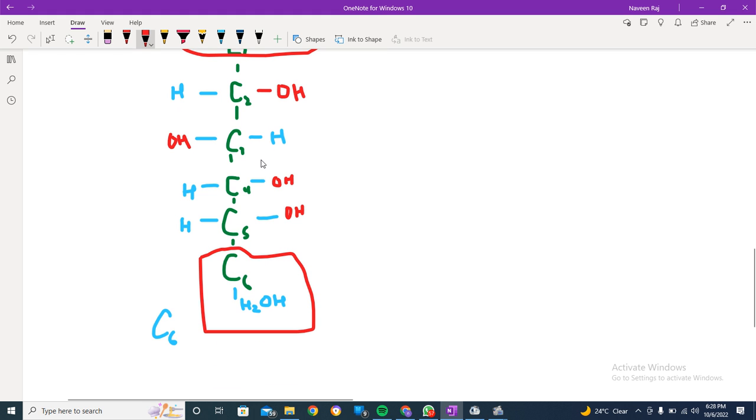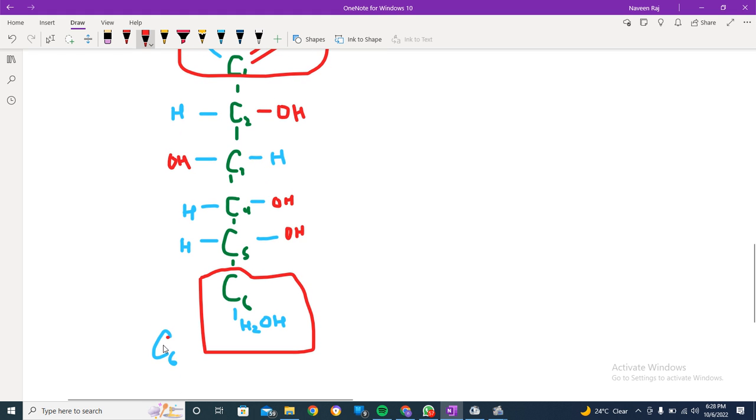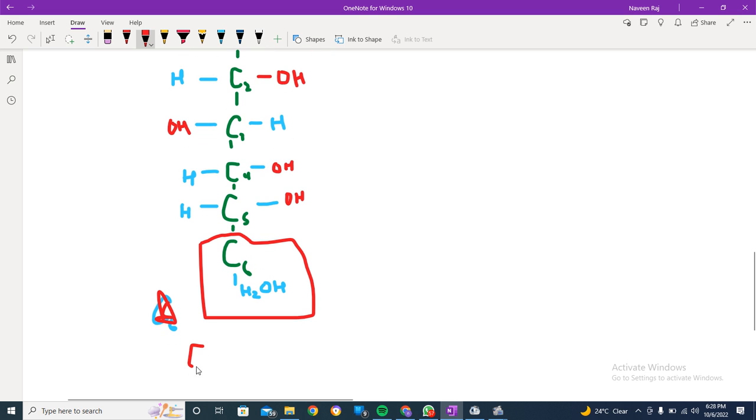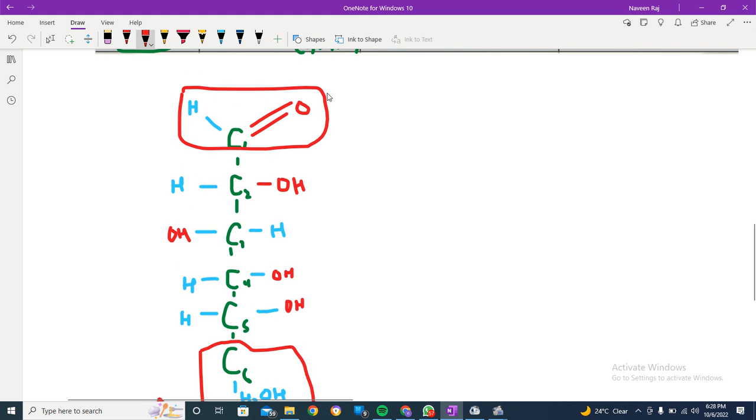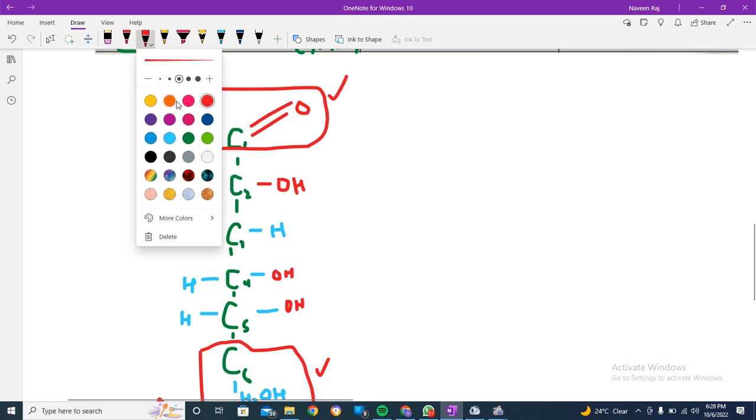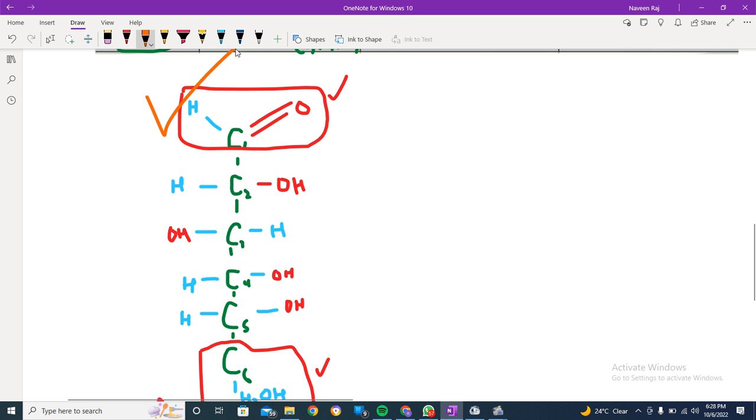You can count the H and OH. You will find that we have C6H12O6. We have just filled the valencies all around, and you need to remember that this is constant. This would be the same. You just need to remember that C3 would be changed a bit while the others would be the same. Now the only difference between the aldoses and ketoses is in this group.